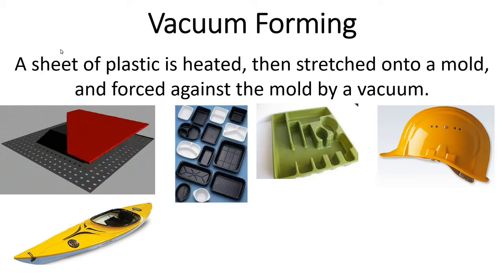Vacuum forming. A sheet of plastic is heated, then stretched onto a mold and forced against the mold by a vacuum. So as you can see in the video, you have a sheet of plastic that is heated up, and it is placed on a mold, and then the suction sucks the plastic down over the mold to create the desired shape.